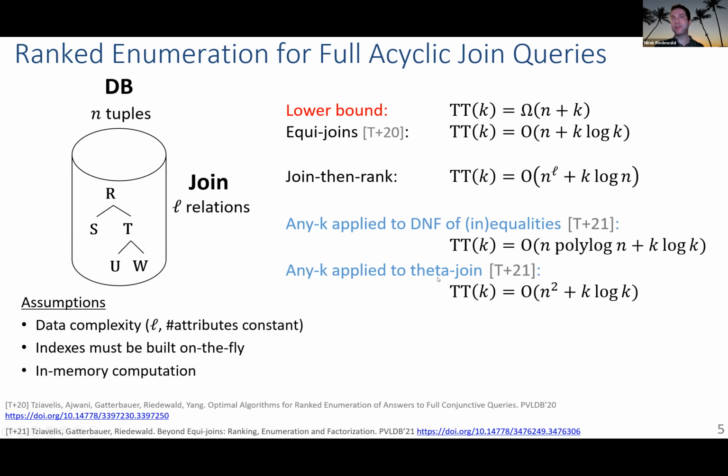And even for theta joins, we can actually get O of n squared plus k log k. So n squared, you may say, is a little big for large data, but it's much better than n to the power L.